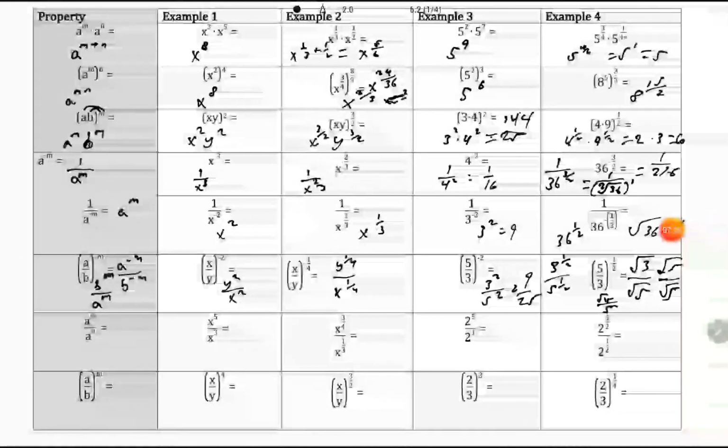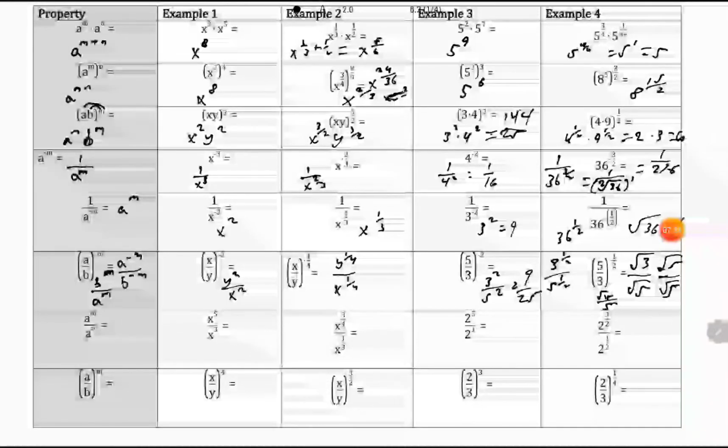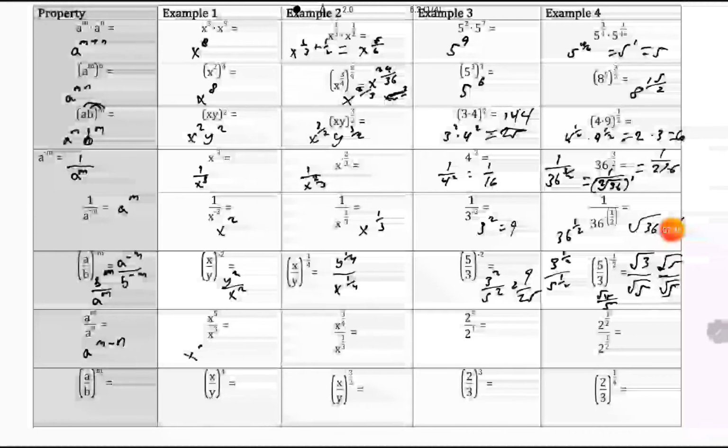Now when we're dividing with the same base, all the way back up at the top we were multiplying the same base, now we're dividing by the same base. We just do a to the m minus n. So this is x to the 5 minus 3, which is x squared. This is 3/4 minus 1/3. So this becomes x to the 5/12.